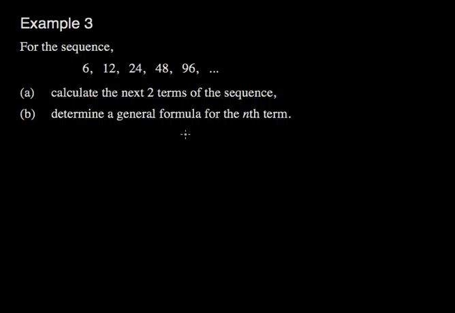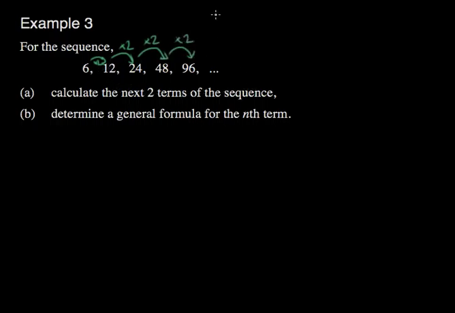Now for example 3, it's given this sequence, and it's asked for the next 2 terms. So to go from the 6 to the 12, and then the 12 to the 24, and then the 24 to the 48, and the 48 to the 96, we may spot that what we're doing every time is just multiplying it by 2. So we multiply that by 2, and then multiply that by 2 to get this term, and then multiply that by 2 to get that term, and multiply that by 2 to get that term.